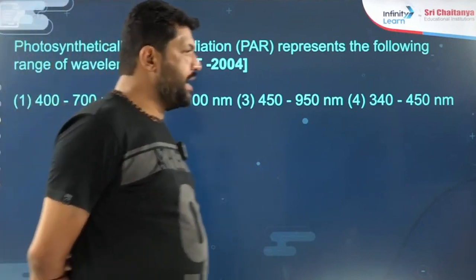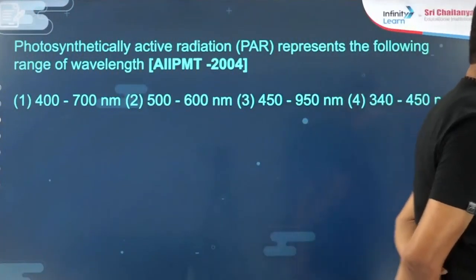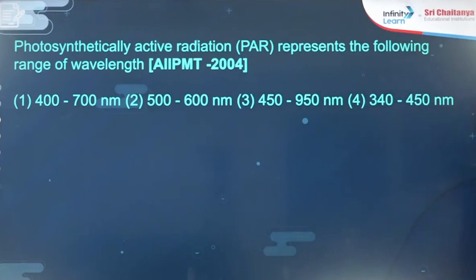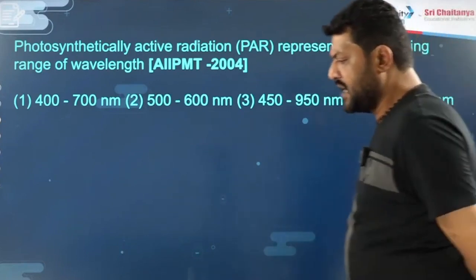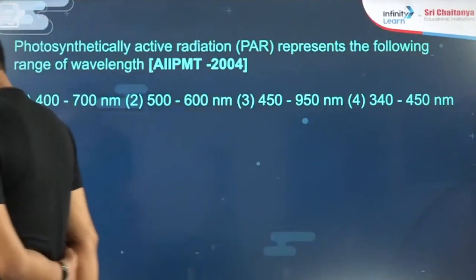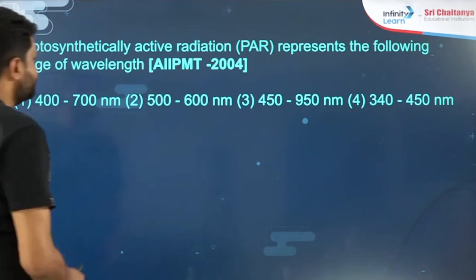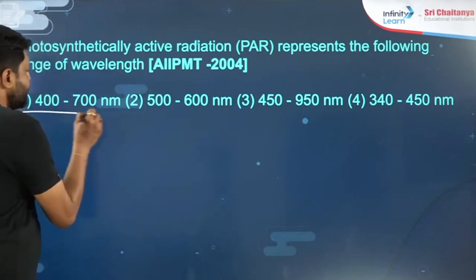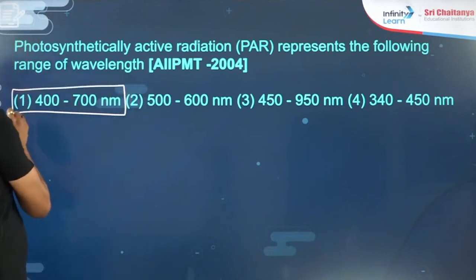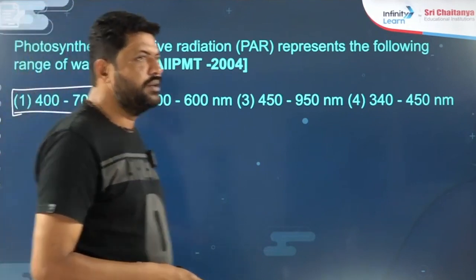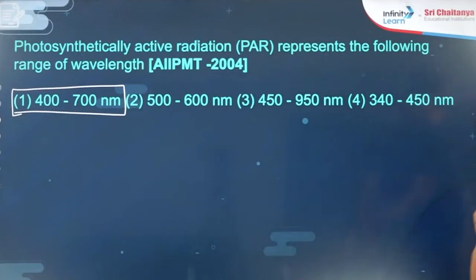Photosynthetic active radiation, that is also called PAR. The range of the PAR represents the following wavelength. This question was asked in NEET 2004. What is the range of photosynthetic active radiation? It is very important. That is 400 to 700 nanometers of light.